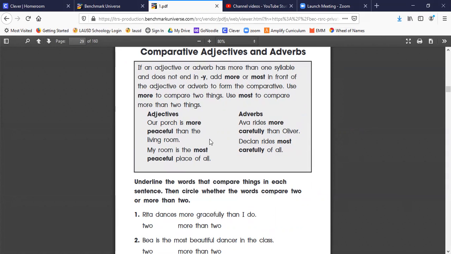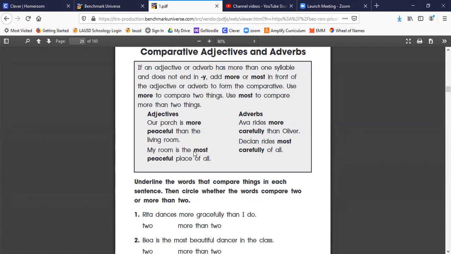If an adjective or adverb has more than one syllable and does not end in Y, we are adding more or most in front of it. So when there's a lot of syllables and then we want to add another syllable, it sometimes makes the word awkward. So instead of making it peacefuler, we add the word more in front. Our porch is more peaceful than the living room because it's already a longer word. And it's just better to add another word rather than to add another syllable to the end.